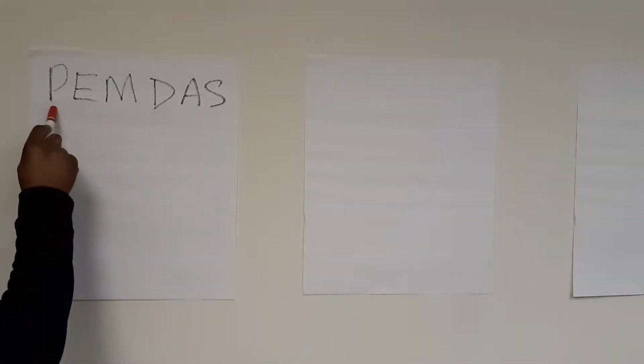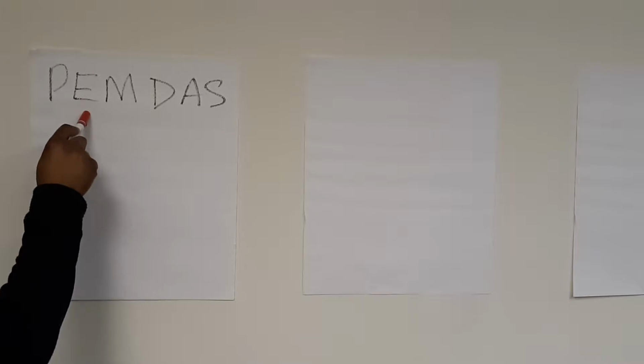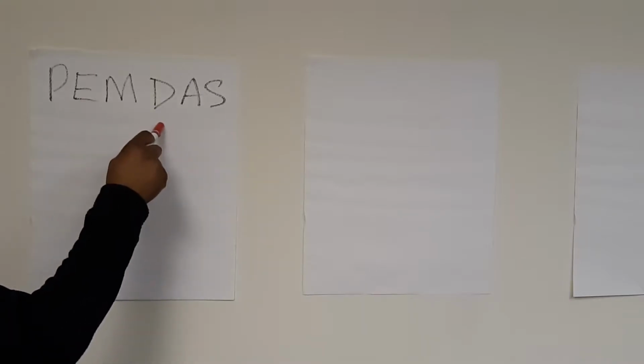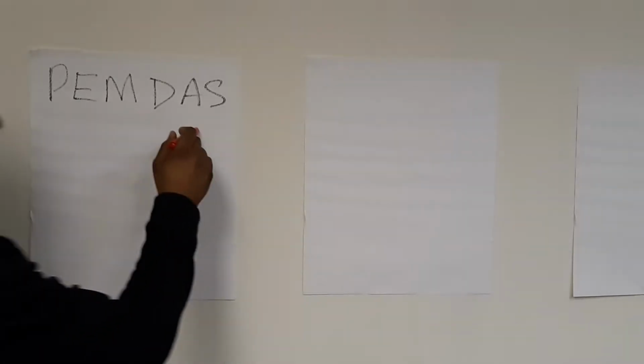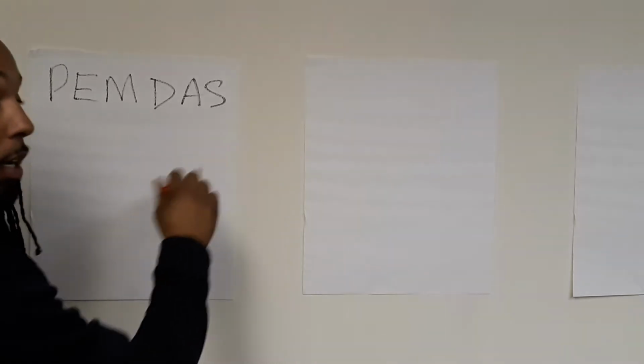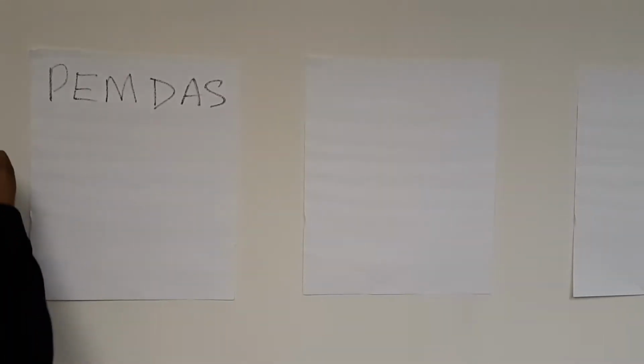PEMDAS is the acronym that we use to remember orders of operation, where the P stands for parentheses, the E stands for exponent, the M stands for multiplication, the D for division, the A for addition, and the S for subtraction. So the way this thing works is I start with my parentheses, then I go to my exponents, I do multiplication or division, whichever comes first in my equation when I'm reading it from left to right, addition and subtraction, whichever comes first in my equation when I'm looking at it from left to right.